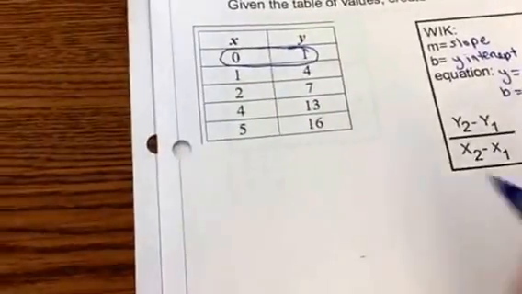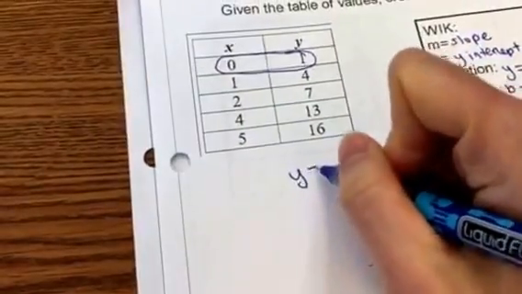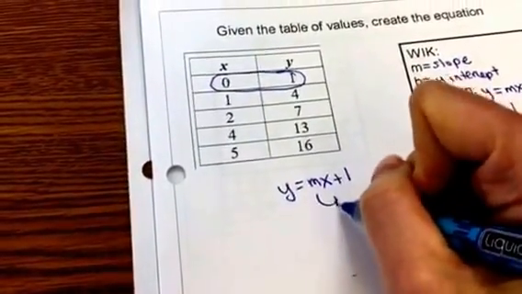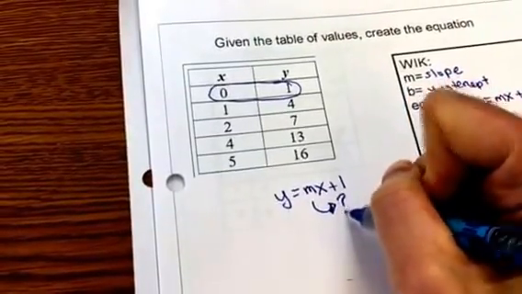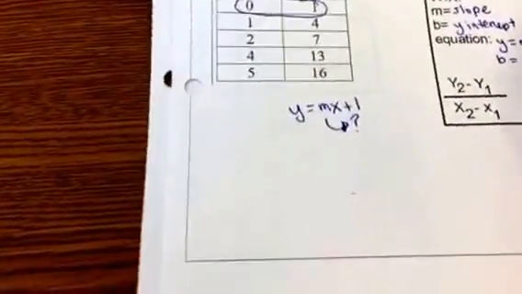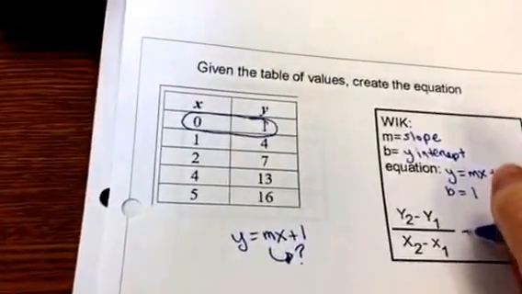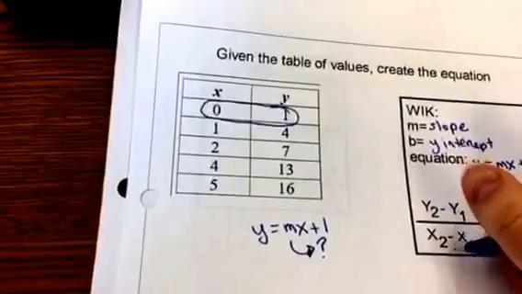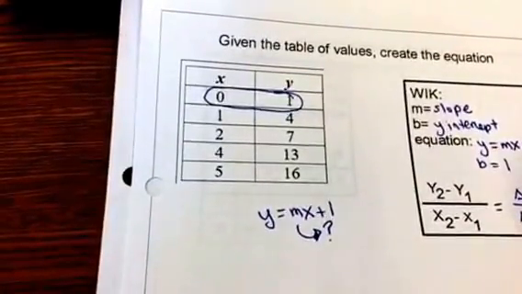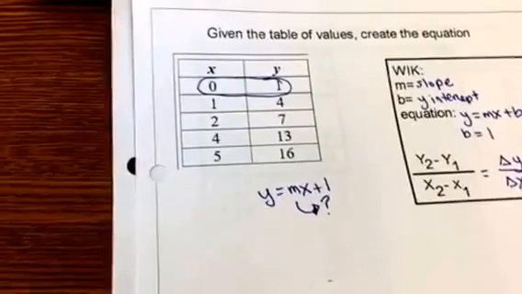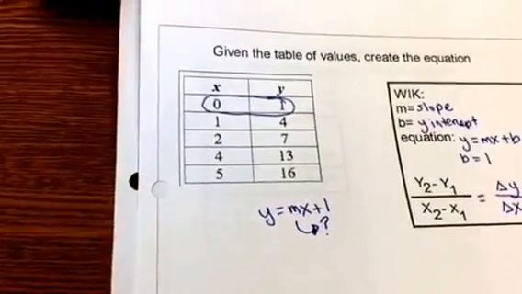So I'm actually in really good shape. I already know that my equation is going to be y equals mx plus 1. So all I need to find is that m value. And that's where this formula can be really useful. What this formula says is I'm going to find the difference in my y's and the difference, because I'm subtracting, in my x's to find my y over my x value, to find my slope, my change in y over my change in x value.